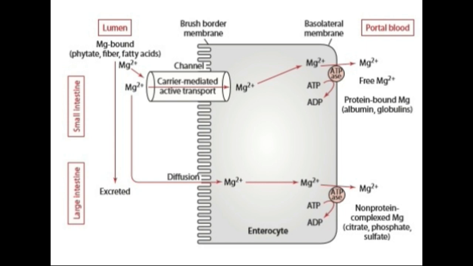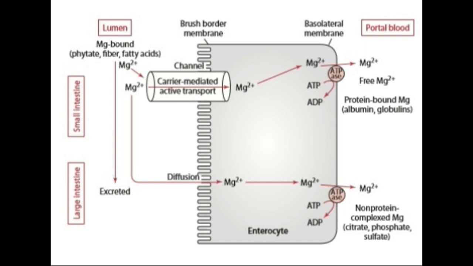When you have excess magnesium in your food, direct diffusion takes place, because here in the lumen the concentration is very high and inside the cell it is very low, so simple diffusion takes place. And the magnesium bound with phytate, fiber, fatty acid is not absorbable, and is excreted through feces.